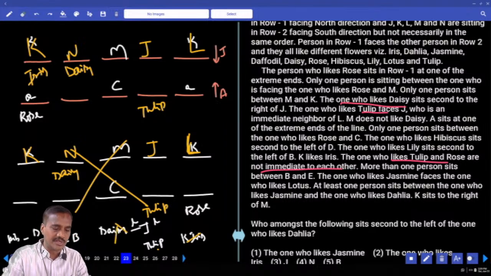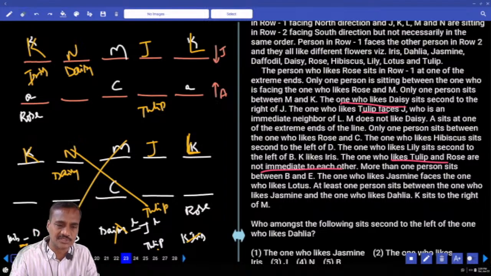Then the next one: D is seated second to the right of hibiscus. What is this information we have? D is seated second to the right of hibiscus. There are two possibilities for this one.